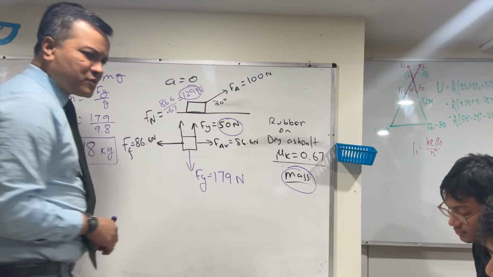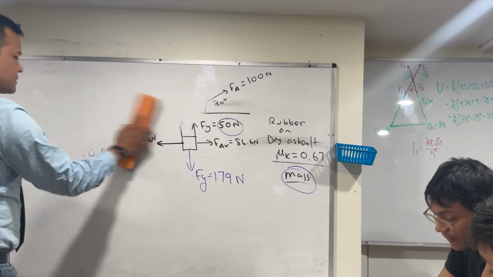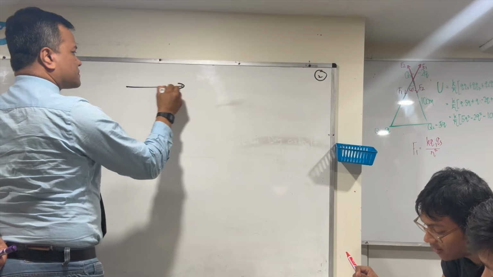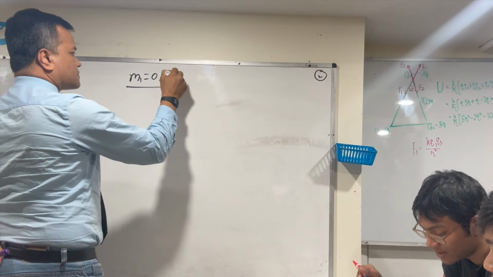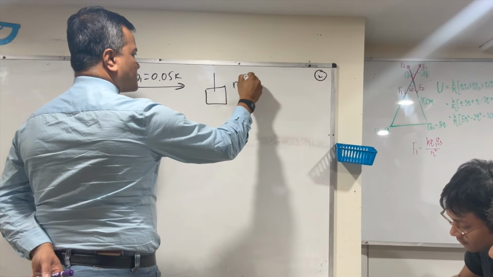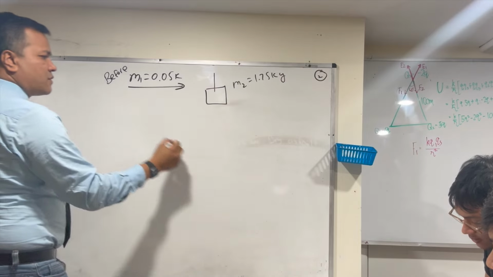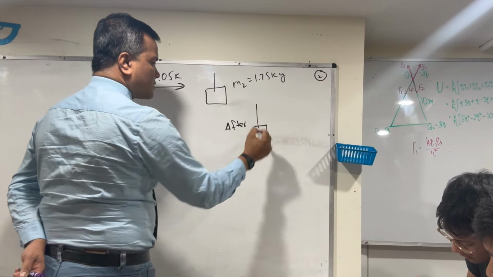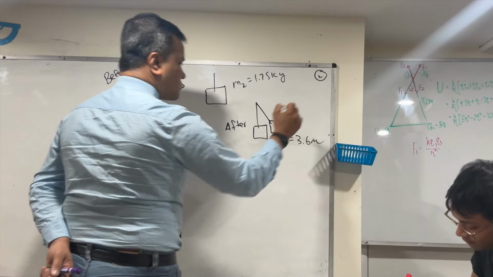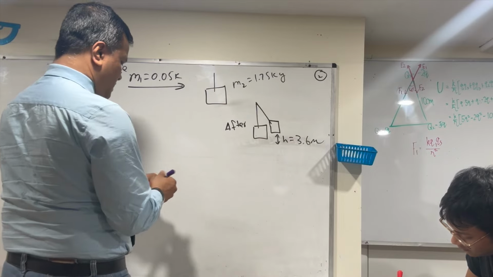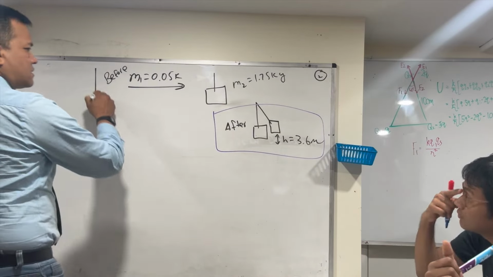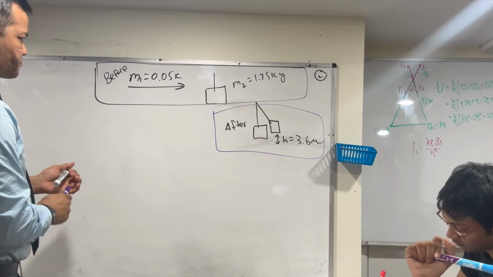Let's go over problem number two. This time, Brown, can you read? A 0.05 kilogram bullet strikes a 1.7 kilogram box and displaces it by a height of 3.6 meters. After hitting the box, the bullet becomes embedded and remains inside the box. What is the velocity of the bullet just before the impact? So this is before, this is after. After is in purple, and before is in black.